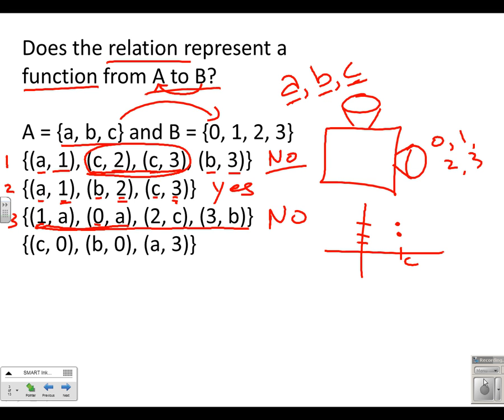However, if there's an elf in charge of C's, turn them into 0's, and that's all C's ever get turned into. B's get turned into 0's, that's all B's are being turned into, and A's into 3's, that's all A's are turned into. Yes, that is a function.